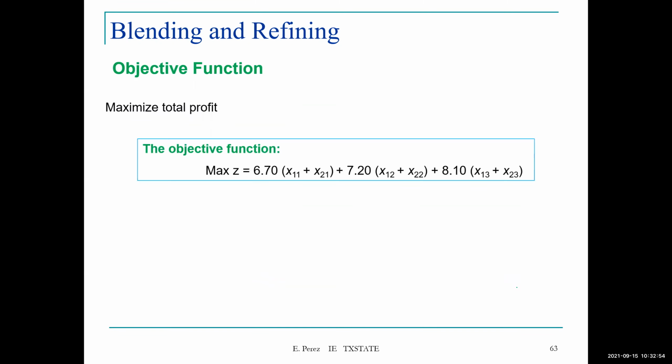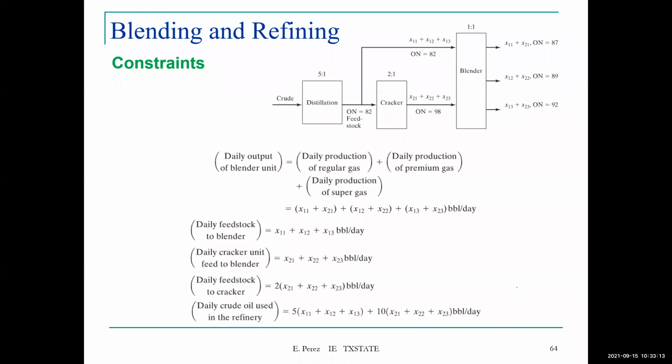So the maximization of the profit that we are going to get is our objective function. So we get $6.70 per regular, $7.20 per premium, and $8.10 for super premium. Okay, so this is the figure.